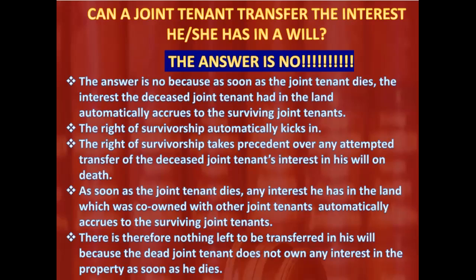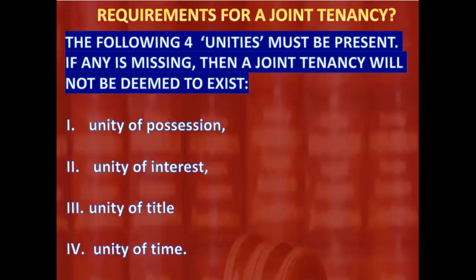Now, having finished with the essential characteristic of a joint tenancy, let us now proceed to look at what the requirements of a joint tenancy are. What are the requirements of a joint tenancy? Now, the law is that before any joint tenancy can exist, we have four unities that must be present. There are four unities that must be present before a joint tenancy can be found to exist.